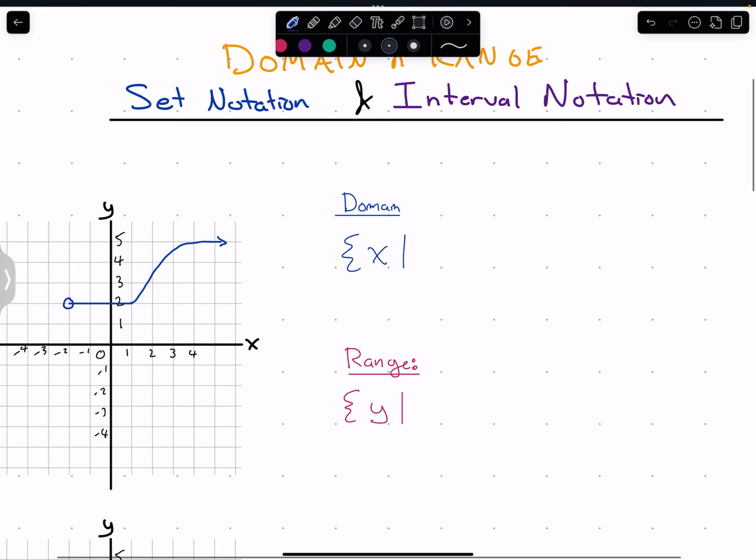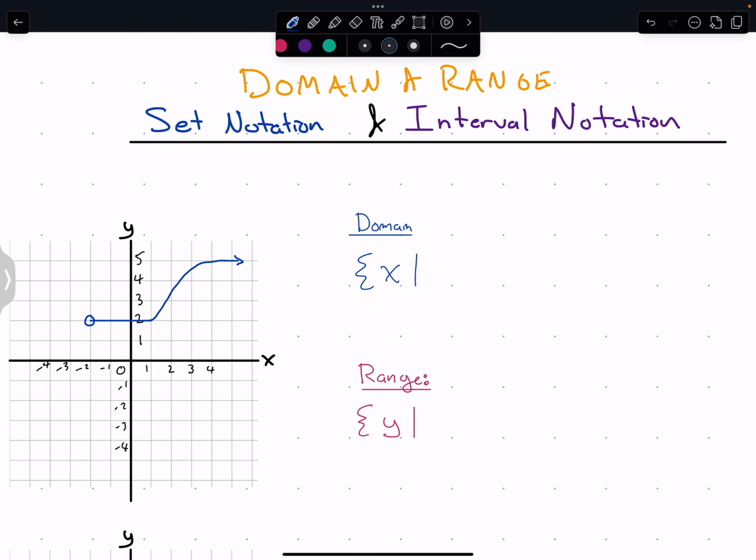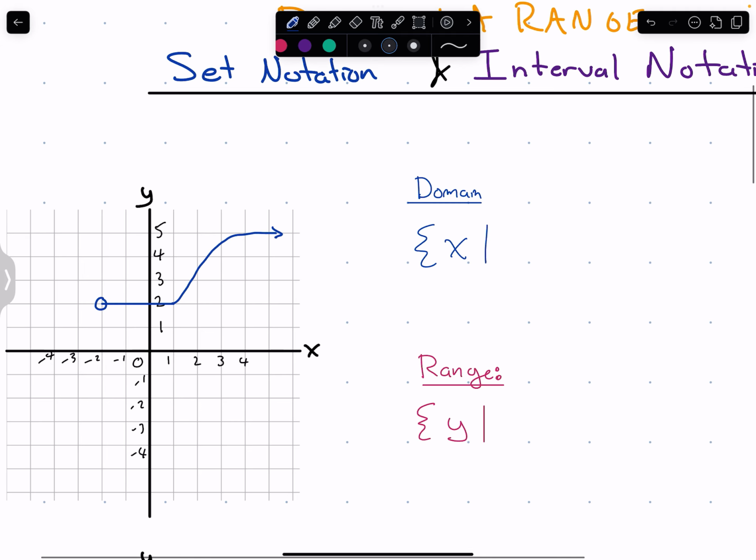Hi everyone, so as promised, I'm going to do a video on domain and range in both set and interval notation. I'm going to do set notation first for this blue graph here.